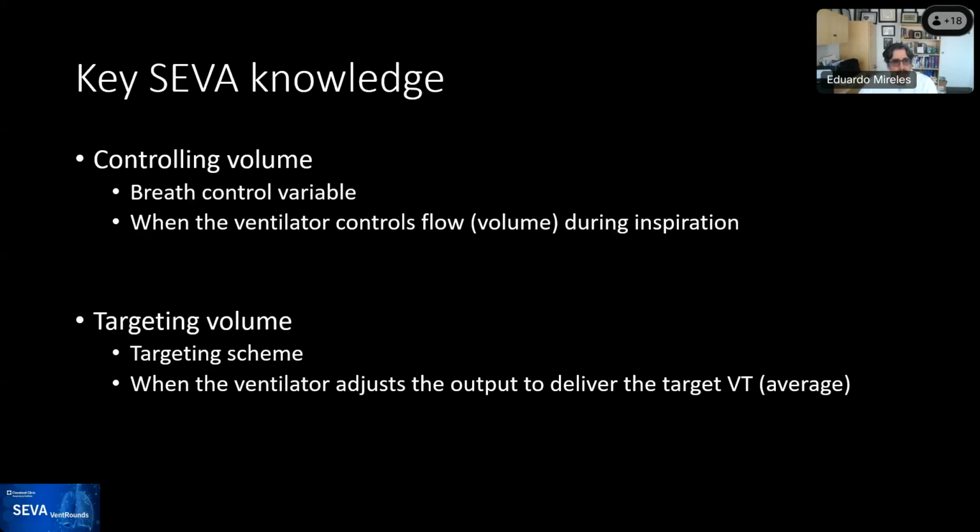It refers to the ventilator adjusting the output, in this case inspiratory pressure, to deliver the target tidal volume. In general, it's an average of a series of tidal volumes that the machine is trying to achieve as the target tidal volume. Rob, can you talk a little bit more about this and clarify what I just said?